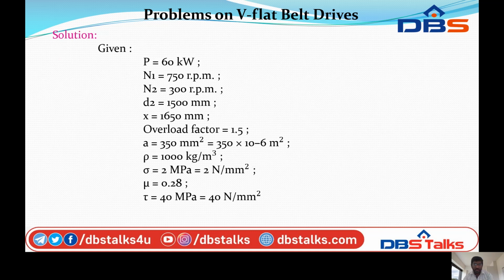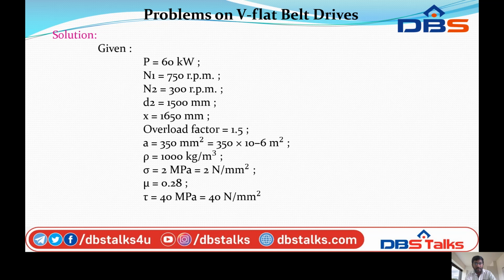P is equal to 60 kilowatts, N1 is equal to 750 rpm, N2 is equal to 300 rpm, D2 is equal to 1500 mm, X is equal to 1650 mm. The overload factor is 1.5. Area A is equal to 350 mm square, which will be converted to meter square: 350 × 10 power minus 6 meter square. Density rho is equal to 1000 kg per meter cube. Sigma is equal to 2 megapascal, which will be converted to Newton per mm square. Mu is equal to 0.28. Tau is equal to 40 megapascal, equal to 40 Newton per mm square. This is the given data for the above problem.